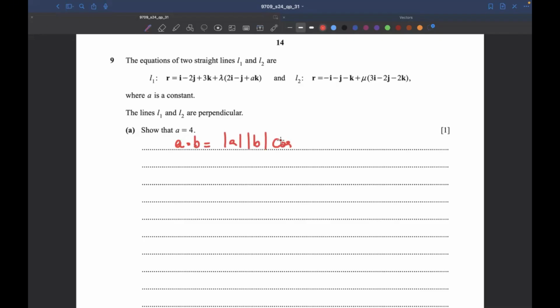A dot B is equal to AB cos theta. Perpendicular means theta will be 90, and cos 90 is 0. So basically we get A dot B is equal to 0, where A and B are direction vectors of each of these lines.